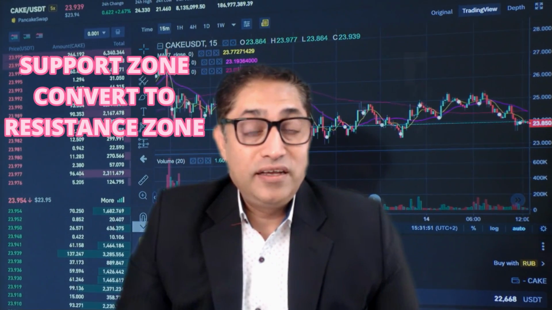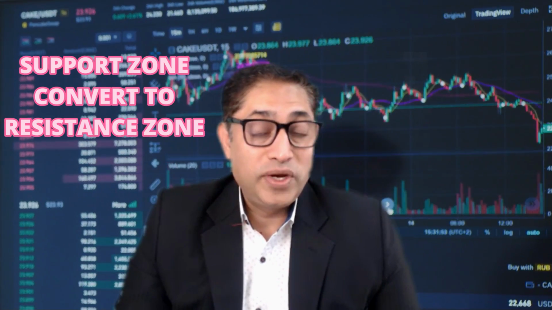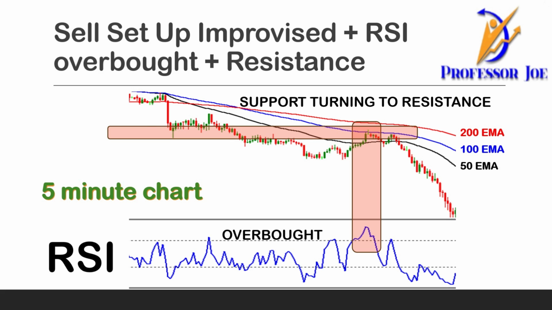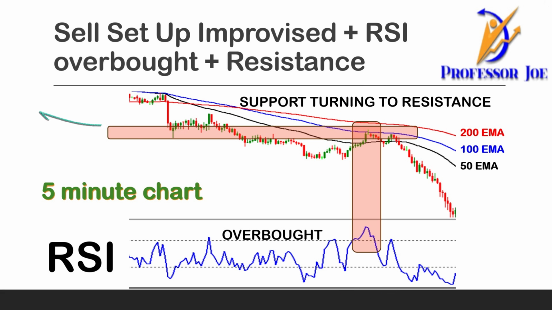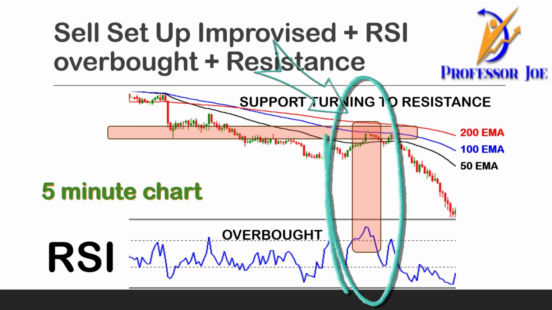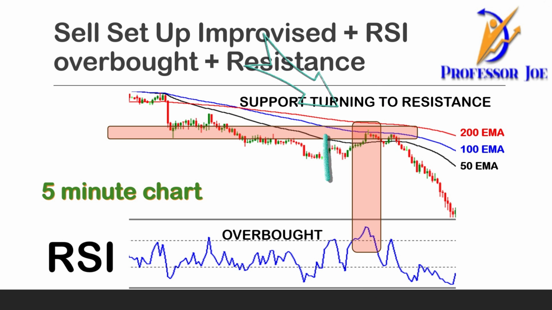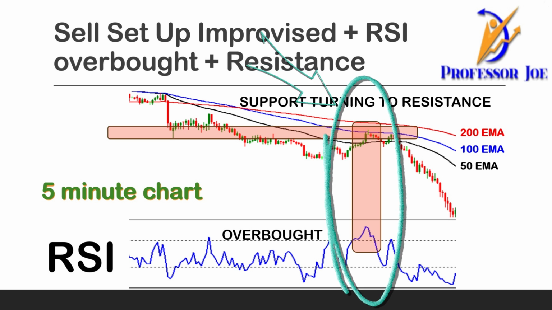The next improvisation is you can wait for a support zone to get converted into a resistance zone. Like you can see on the chart, the price, the EMA and the RSI now remain the same. But you can see how this support zone over here, the price broke the support zone and then gets converted into a resistance zone. Exactly where the 100 EMA is there, exactly where the RSI is at an overbought position. And this is a perfect entry point.